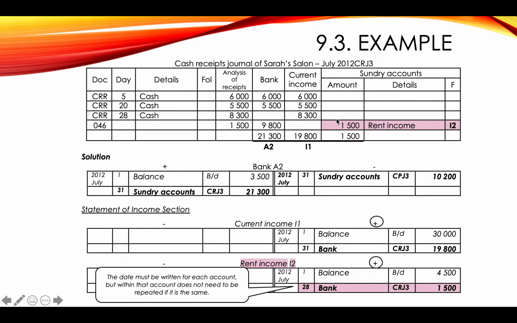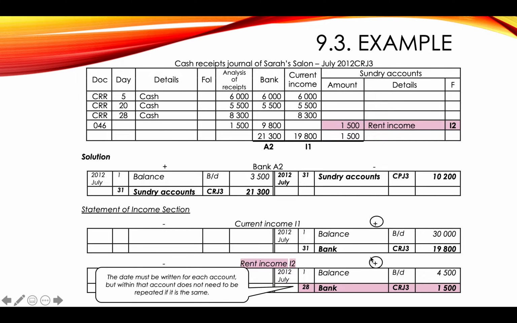Over here you can see there's an amount of 1,500 that needs to be posted, and my details here is telling me it has to go to the rent income account. So I find my rent income account. I can already see that naturally I would want to put it on the credit side.